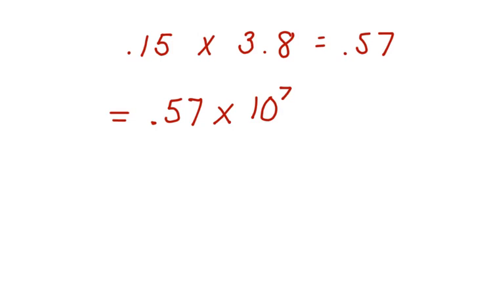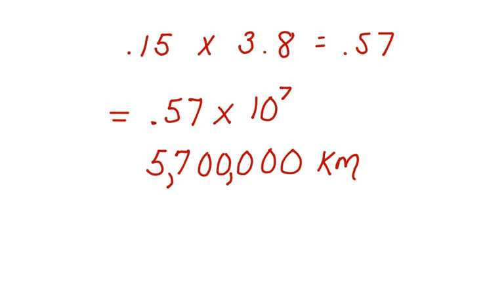Now, if we want to figure out how many actual kilometers that is, we can move our decimal point. And we can move it 7 places to the right. So that would be 5, 7, 1, 2, 3, 4, 5. Let's put in our commas. And we have gone 5,700,000 kilometers at 15% of the distance. This is how we can solve a percent problem using scientific notation.